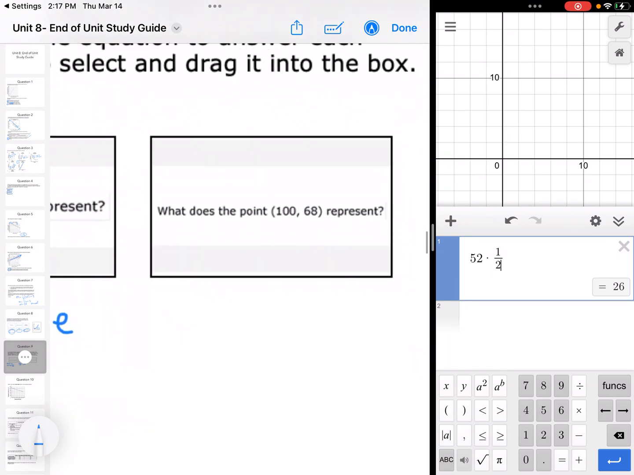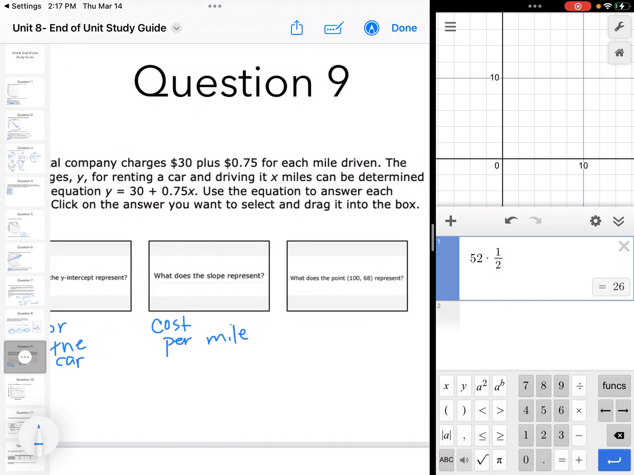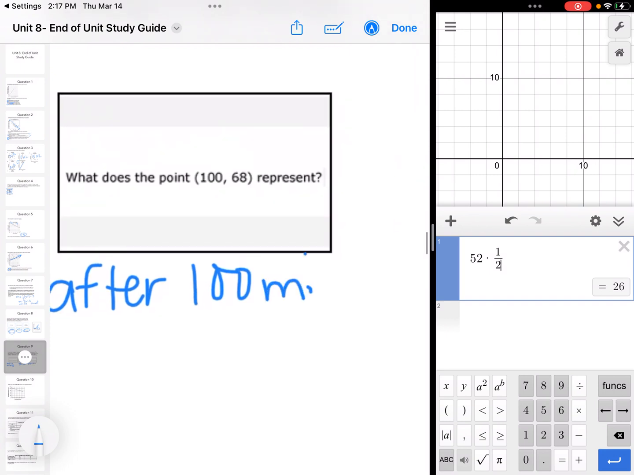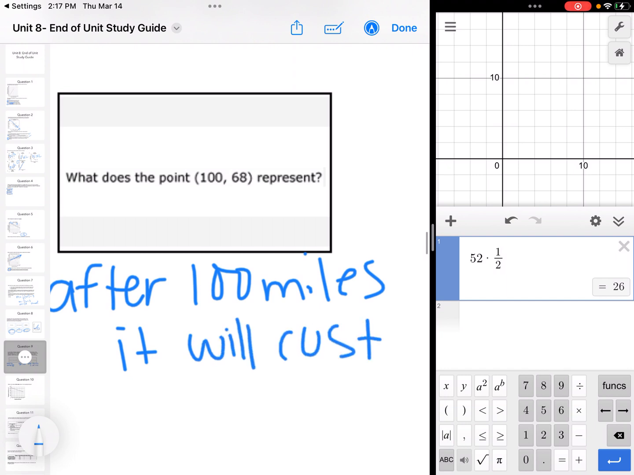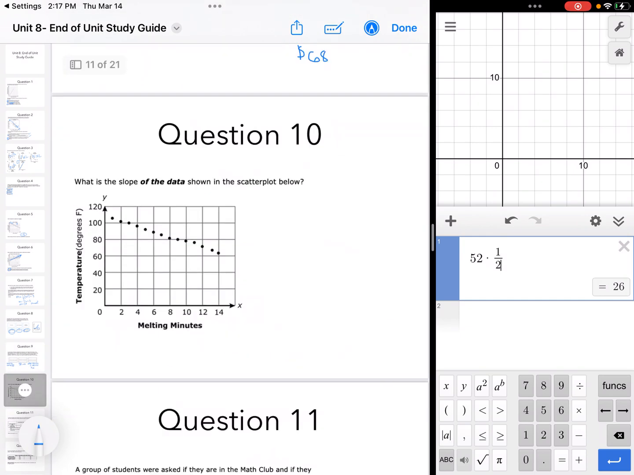And what does the point 168 represent? Well, X represents the number of miles. So after 100 miles, it will cost $68, because Y is the total cost.